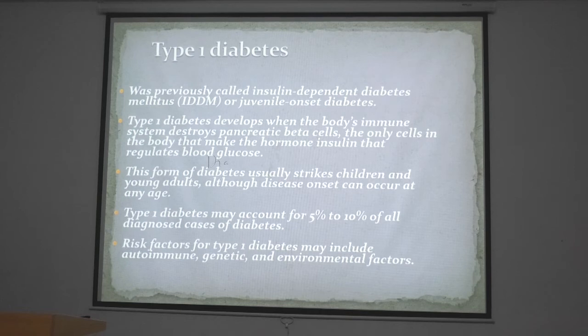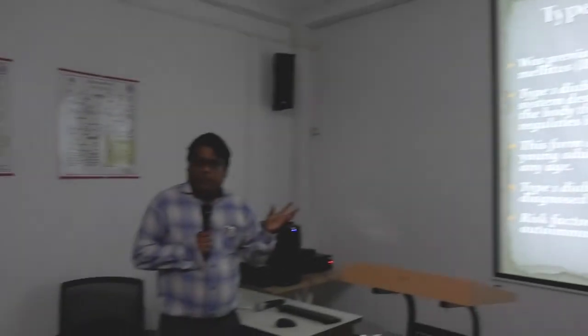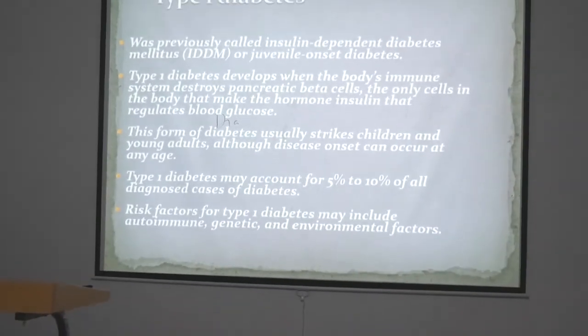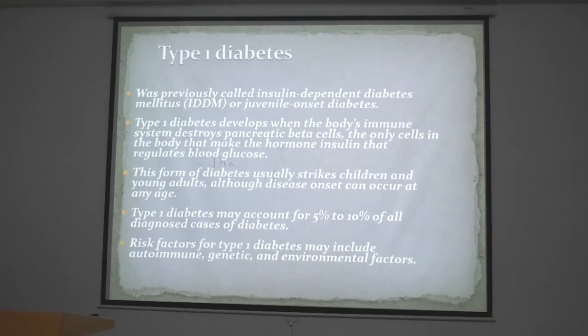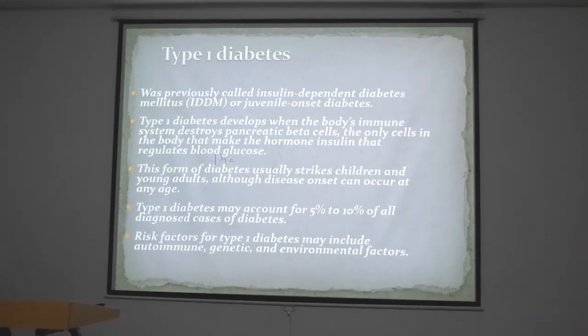Two terms are generally used when you write the answer: incidence and prevalence. What is the meaning of incidence? The occurrence rate of the disease in the population, how many people are affected by the disease. Prevalence is how the disease is spread over the population. So 5 to 10% of all diagnosed cases of diabetes. Understand? Risk factors of type 1 diabetes may include autoimmune, genetic or environmental factors. These all contribute to generating type 1 diabetes.